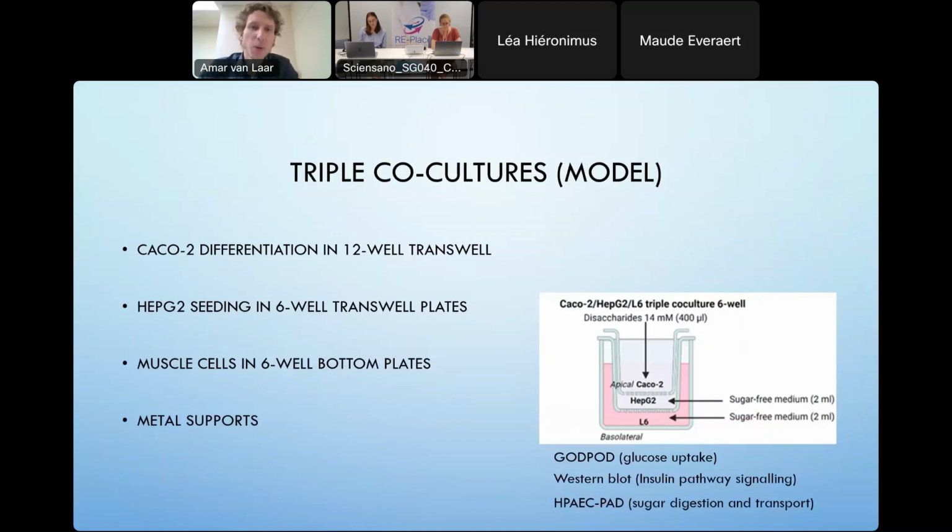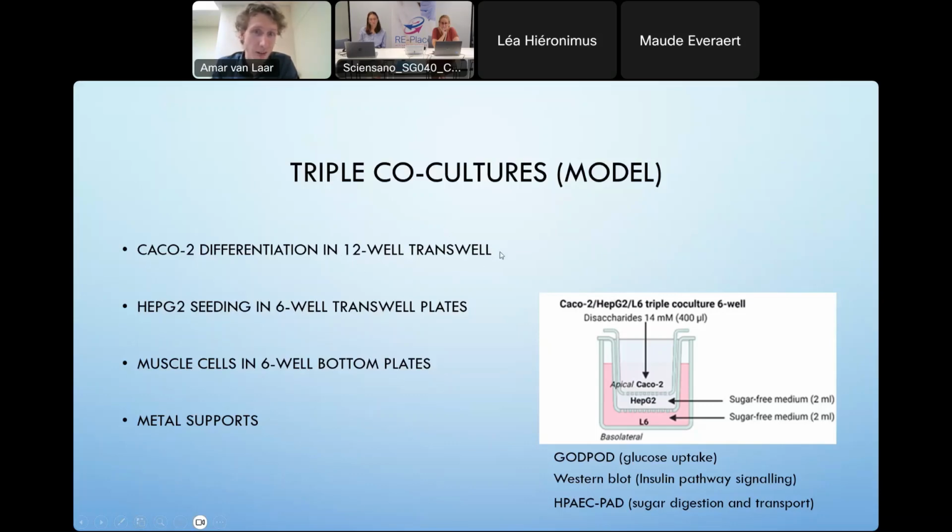For the next model, we go even one step further because we also wanted to know the effects on insulin sensitivity and insulin resistance, which we measured in skeletal muscle cells. So we went for a triple co-culture model, which now contains 3 different layers. So the CACO2 cells are now added in a 12-well transwell insert. That's again the top layer.